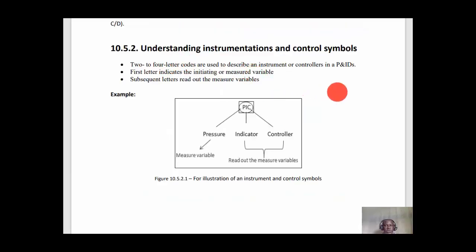Understand instrument symbols and control symbols. Two to four letter codes are used to describe an instrument or controller in the P&ID. The first letter indicates the initiating or measured variable. Subsequent letters read out the measured variable. For example, for illustration purposes, PIC: the P is the measured variable, and the IC is the readout of the measured variable. Pressure indicator controller.